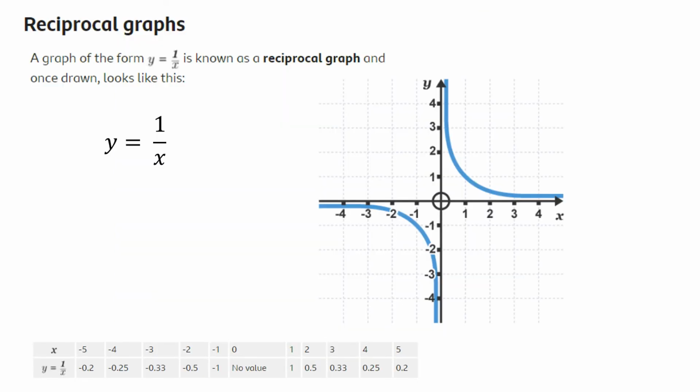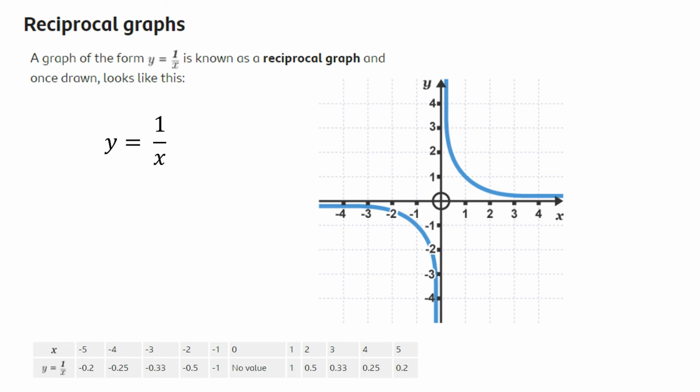Reciprocal graphs. A graph of the form y equals 1 divided by x is known as a reciprocal graph, and if drawn, looks like the one you can see over here. Those blue lines are the graph. So y equals 1 over x. If we were going to plot it, and you're not going to be asked to plot it, you just need to know what it looks like. So you need to be able to identify it.